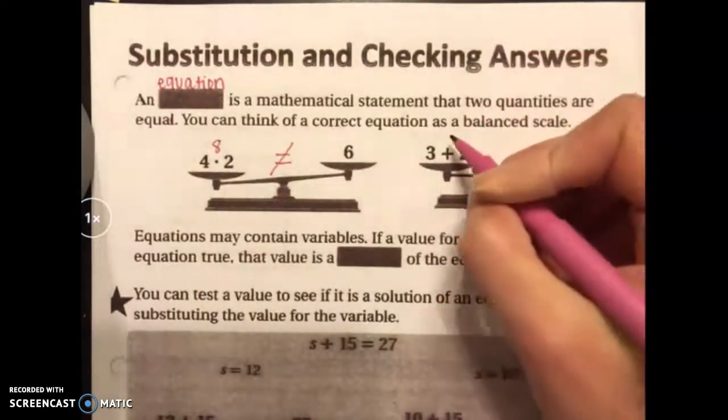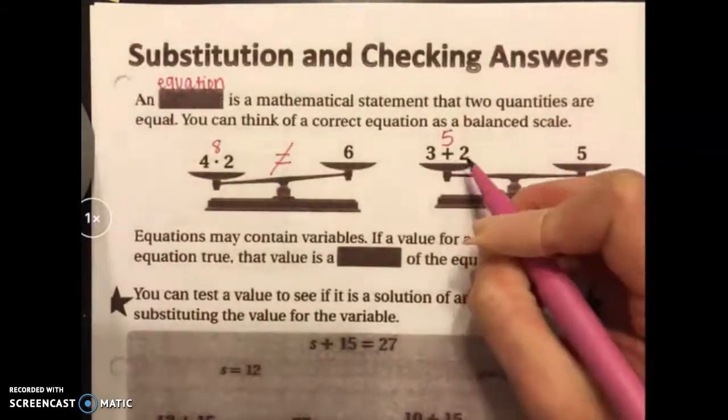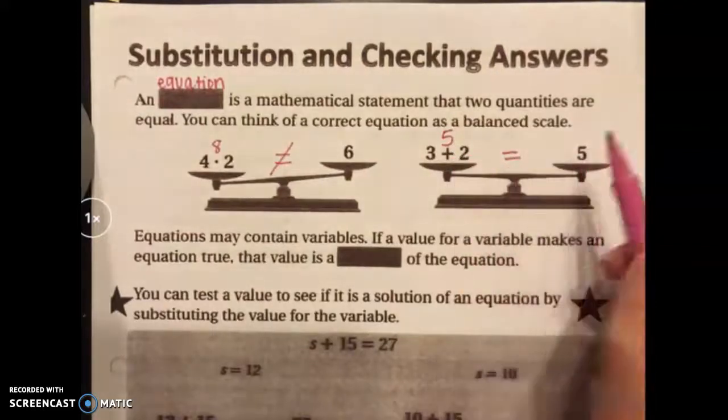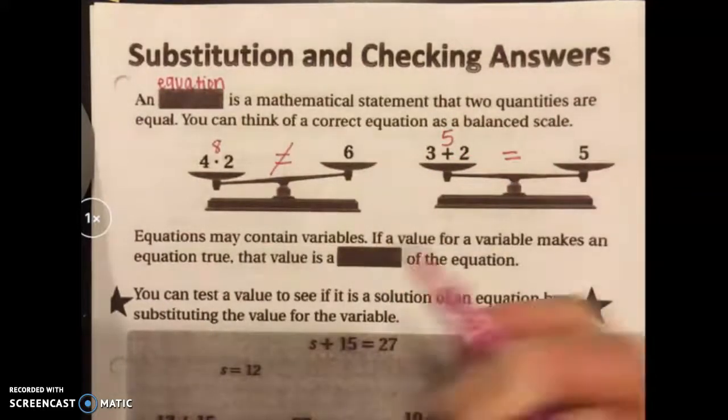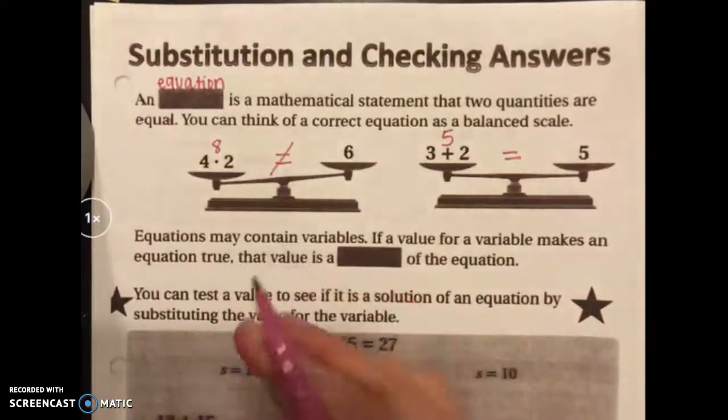So 3 plus 2, we know that equals 5, right? And would this scale be equal? 5 is equal to 5. We know that those two mean the same thing. So equations may contain variables. No big deal. We've been working with those.